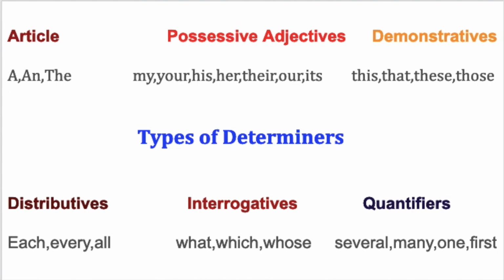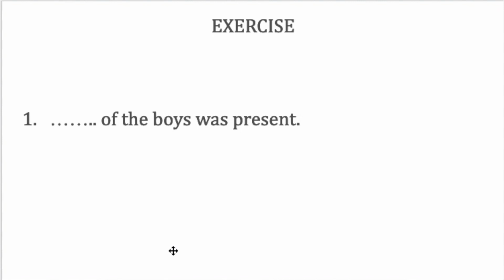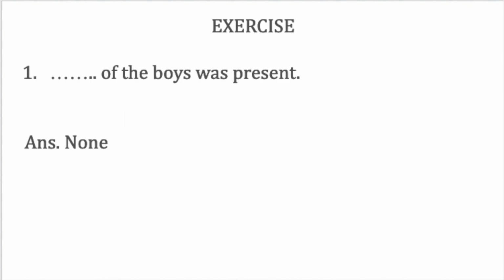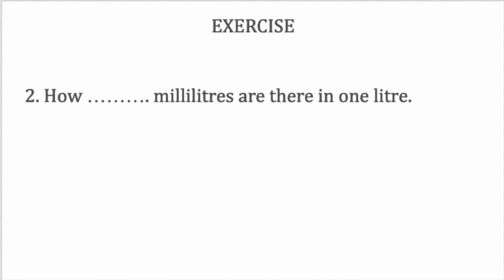Now let's quickly go through few examples. Let's do this. Dash of the boys was present. It means was present, singular verb. It means we have to look for singular subject. So what would you say? None of the boys. So the answer is none of the boys was present. Okay. How about number 2? How dash milliliters are there in 1 liter? You can count milliliters, 1 milliliter, 2 milliliters. So how many milliliters are there in 1 liter?